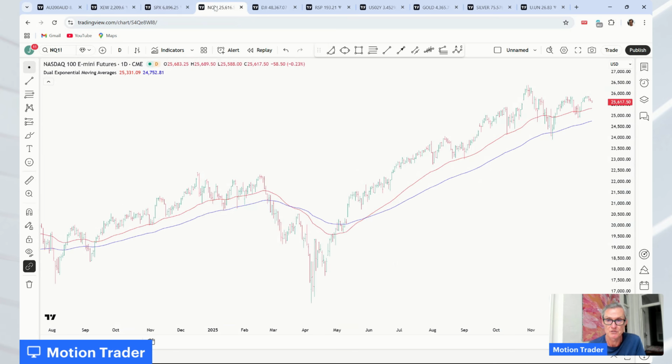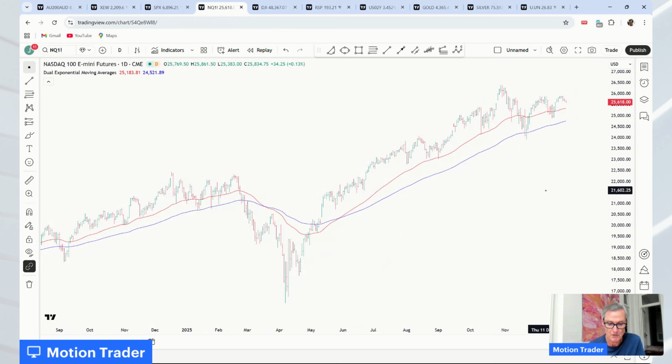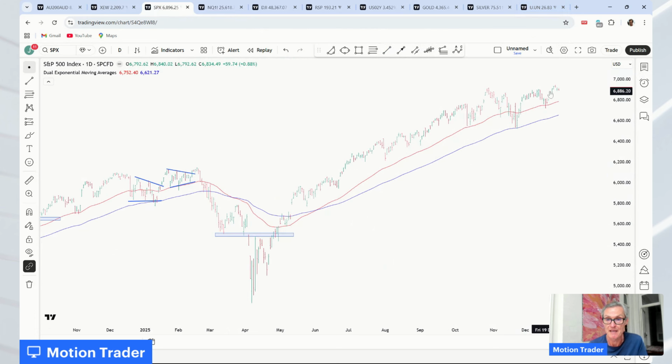So just jumping across to the Nasdaq, and you get a bit of a different picture. While the S&P 500 has made a new all-time high just a couple of days ago, the Nasdaq hasn't made a new all-time high since over here in late October. So from that perspective, you could say there's negative divergence between the two big indices. You've got the Nasdaq not making new highs, and we've got the S&P making a new high.